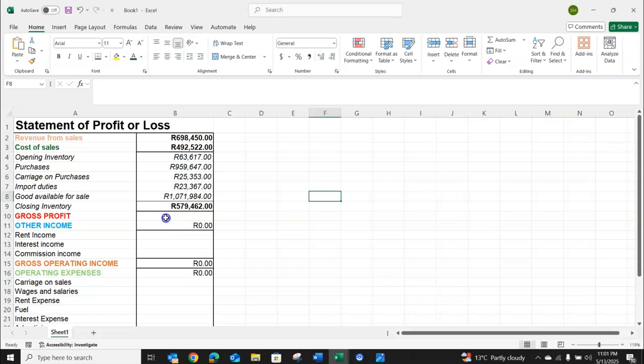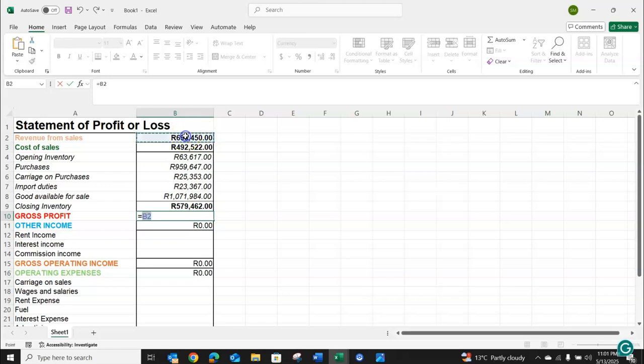So now we need to calculate our gross profit. Our gross profit would be the sales minus our cost of sales, and then we arrive at 205,928. That's our gross profit, right?